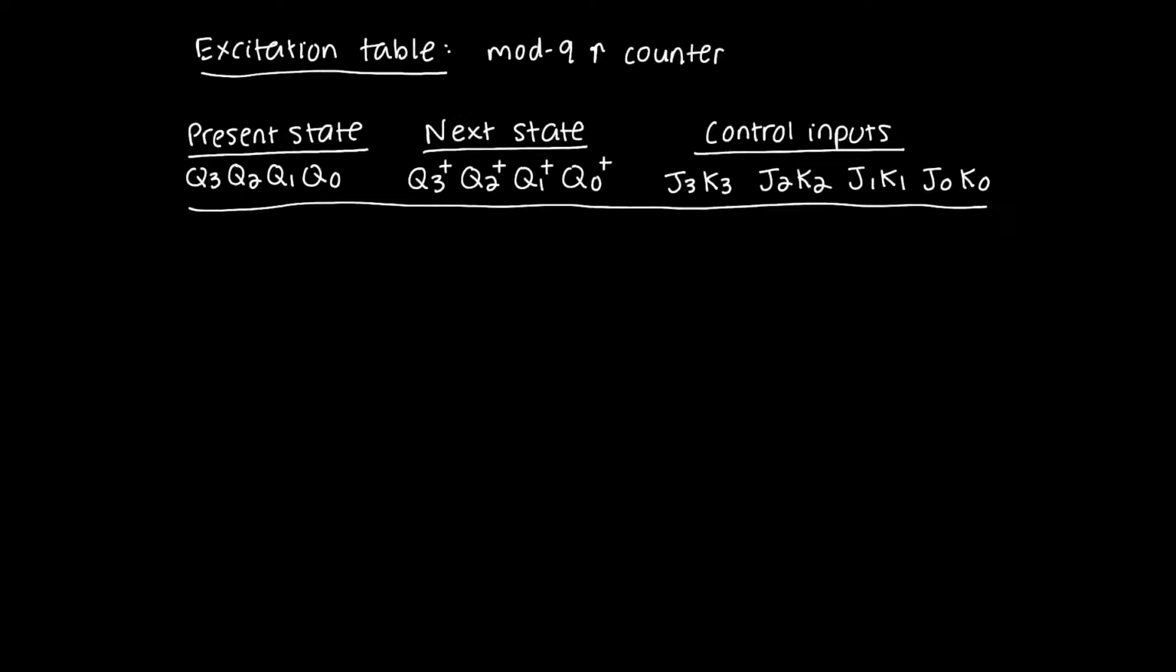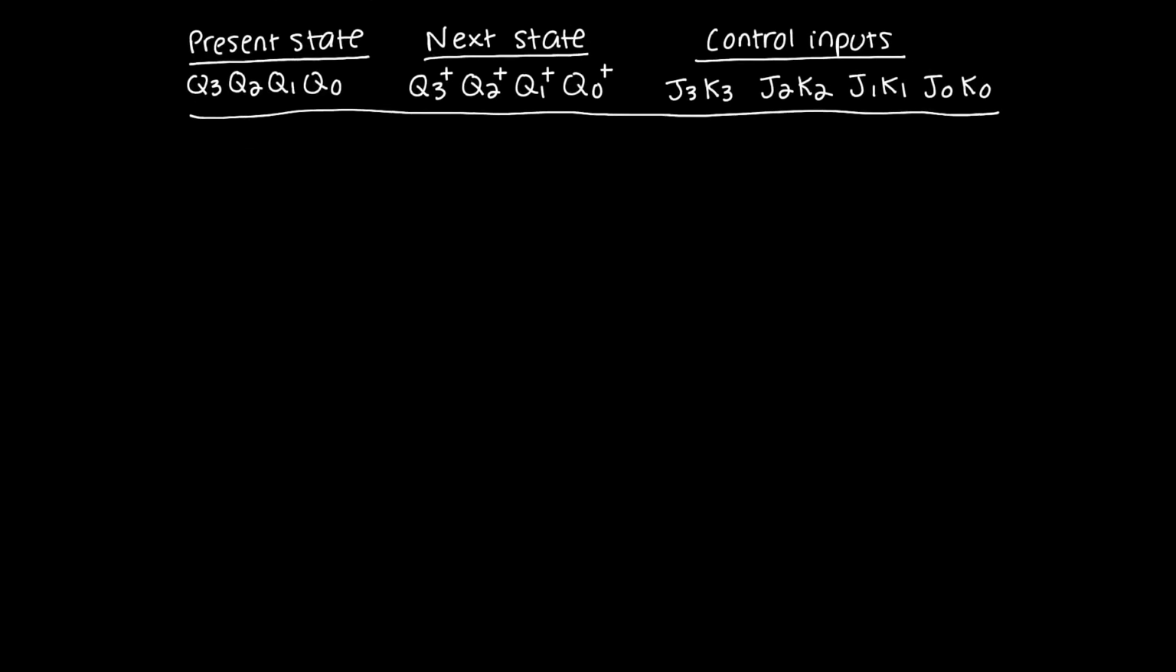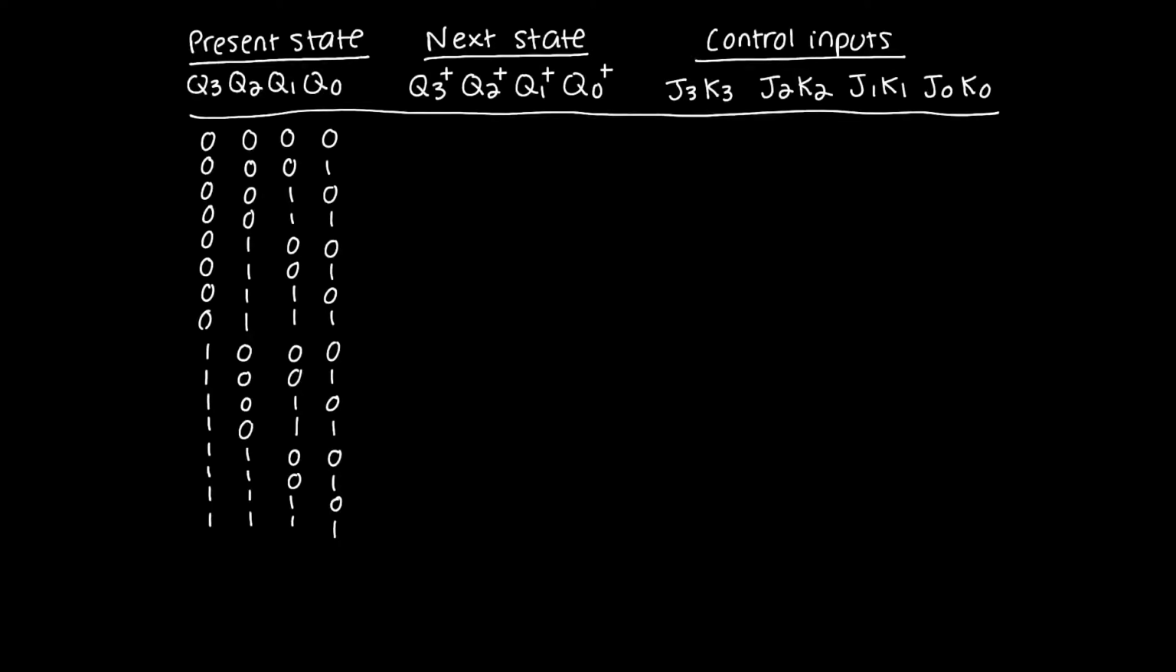And now I'm ready to make my excitation table. So where do I start? So let's start by filling it out. I started off like a truth table. So I am just sequentially listing all the possible 16 permutations of Q3, Q2, Q1, Q0, and increment by 1 each time. Now, if I do it this way, it just makes it a lot easier for me to do my K-maps later.